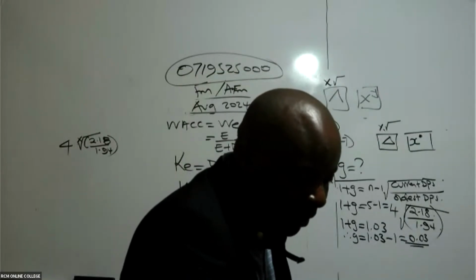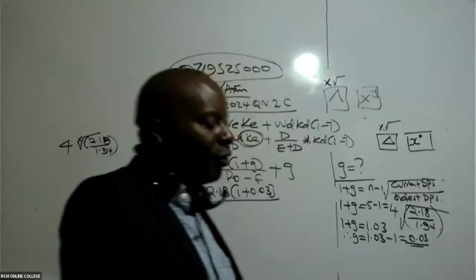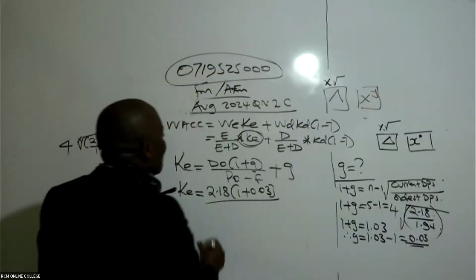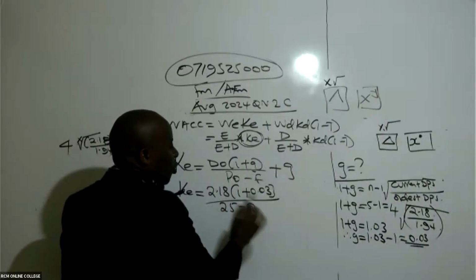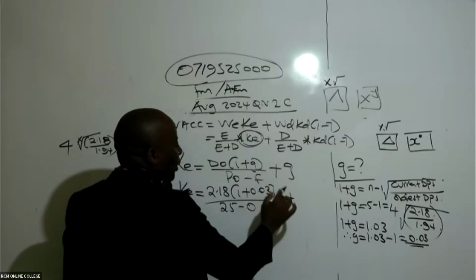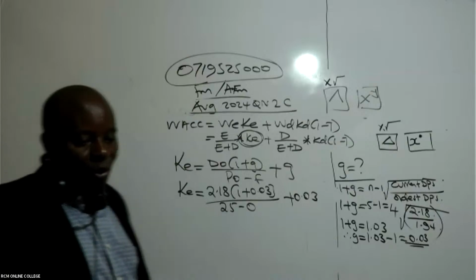I'll be able to come back to that. The current price per share, you can see here: the company has a current ex-dividend ordinary share price of 25. So in this case, the current price per share, not per bond, but per share, is 25. There is no flotation cost given here, plus this growth rate of 0.03.